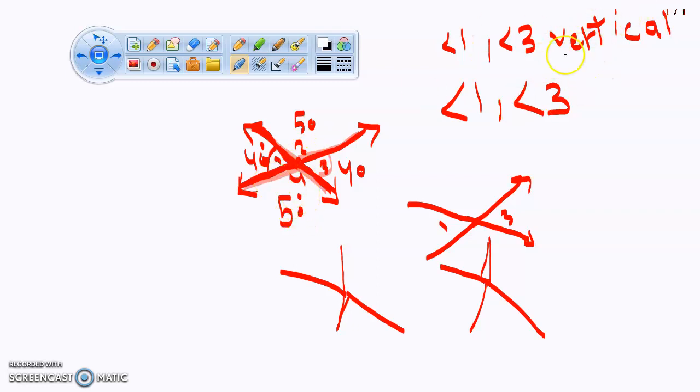This is the first thing: we talked about the vertical angles. Angles 1 and 3 are vertical angles. The vertical angle is opposite to this angle. We call this one a vertical angle.